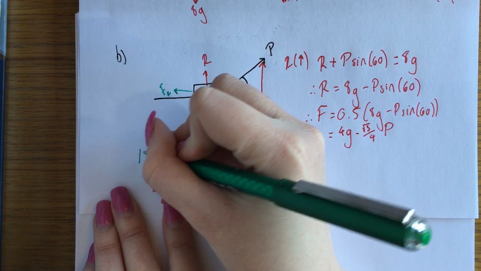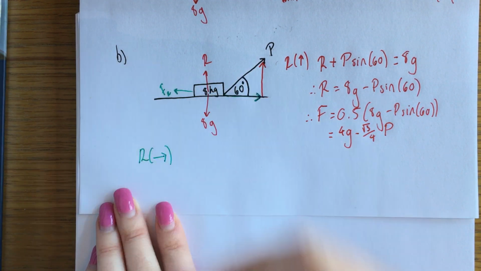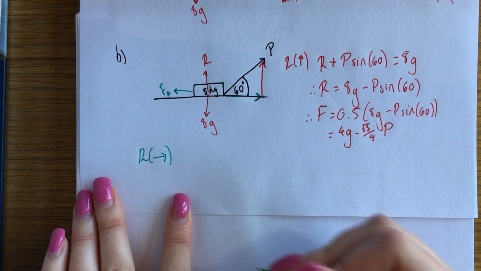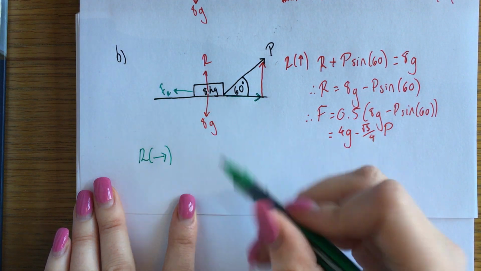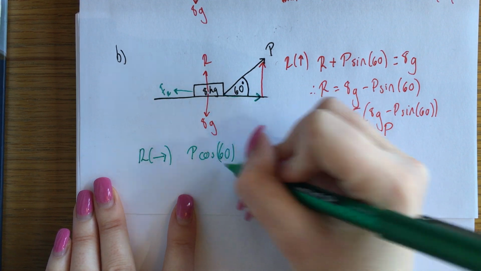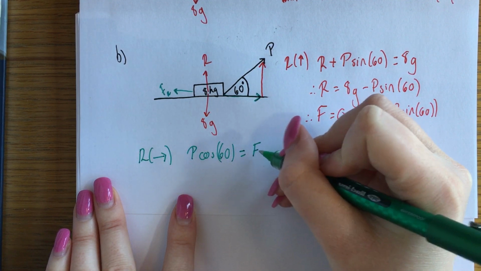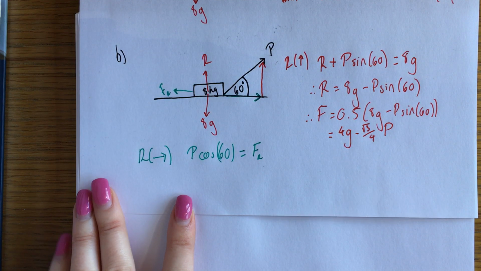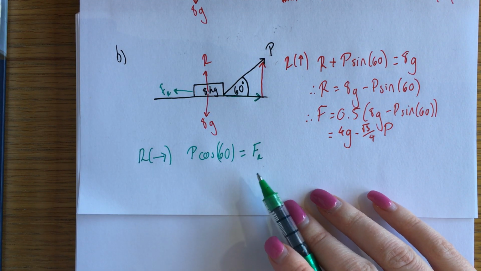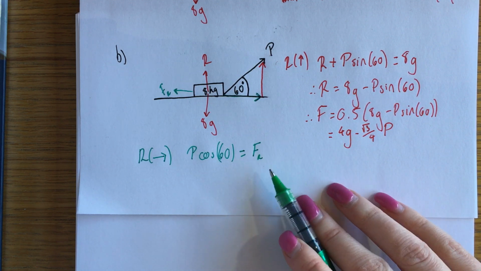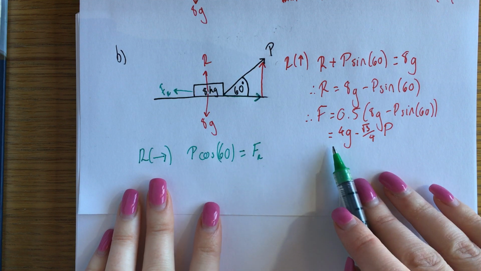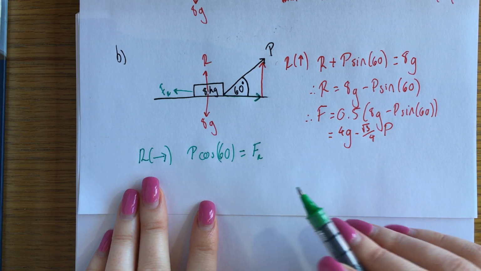So I'm now going to resolve horizontally. And this time I'm going to get that P cos 60 must be equal to friction. Now that I've got that, I have two items, both in terms of P, that are equal to friction.